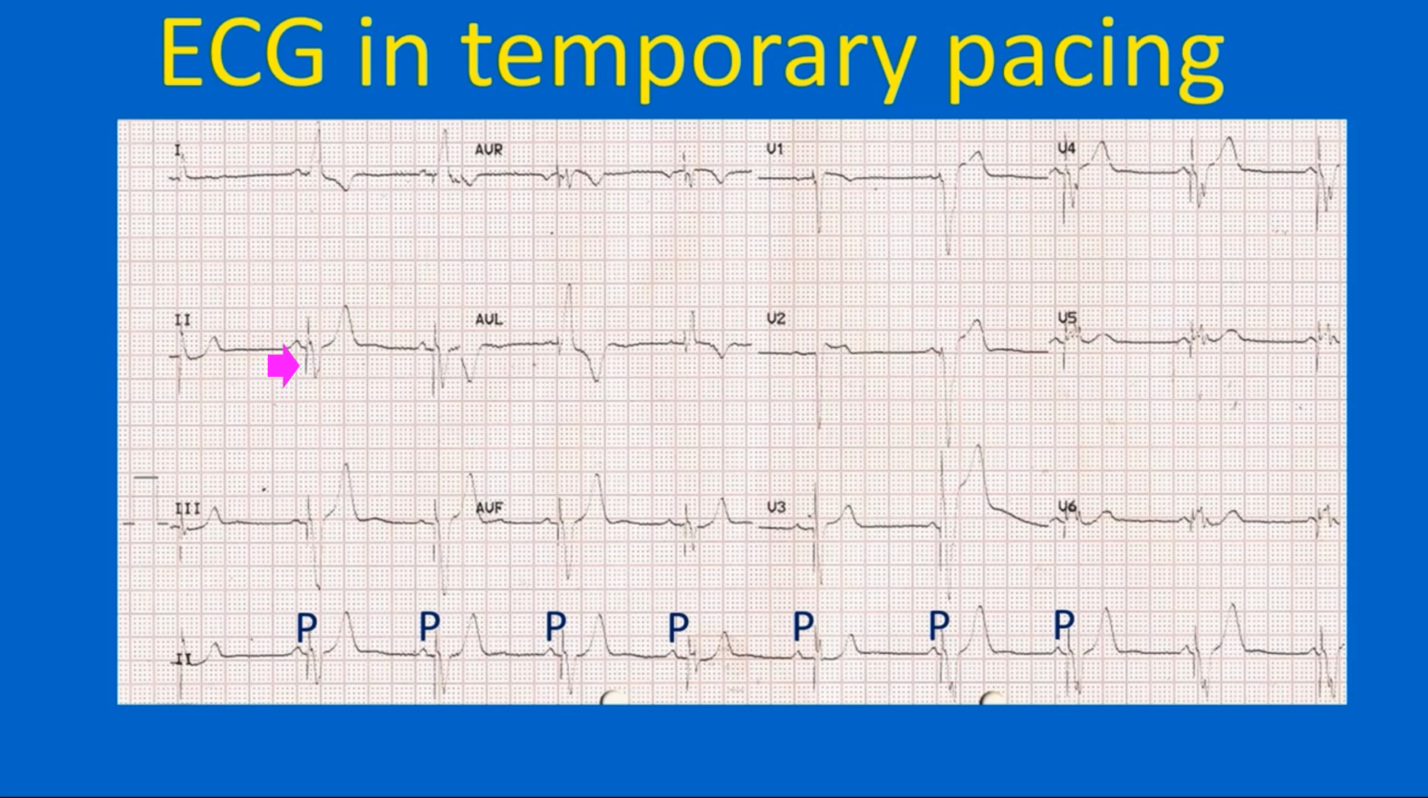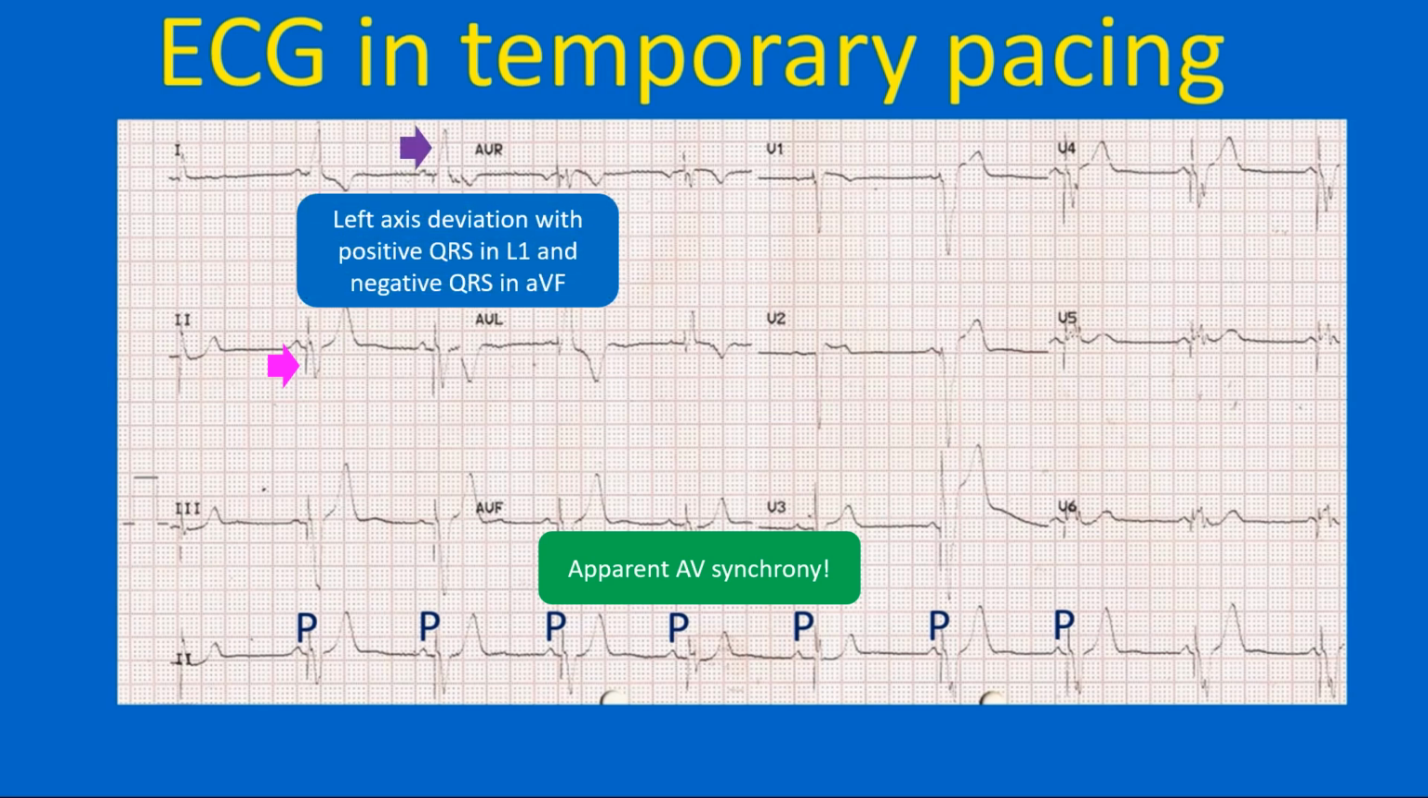But close scrutiny shows that the PR interval is gradually varying. The atrial rate is also close to 60 per minute, making a false appearance of an AV synchronous pacing in some beats. The QRS pattern mimics an LBBB pattern with left axis deviation, as is usual with right ventricular pacing.